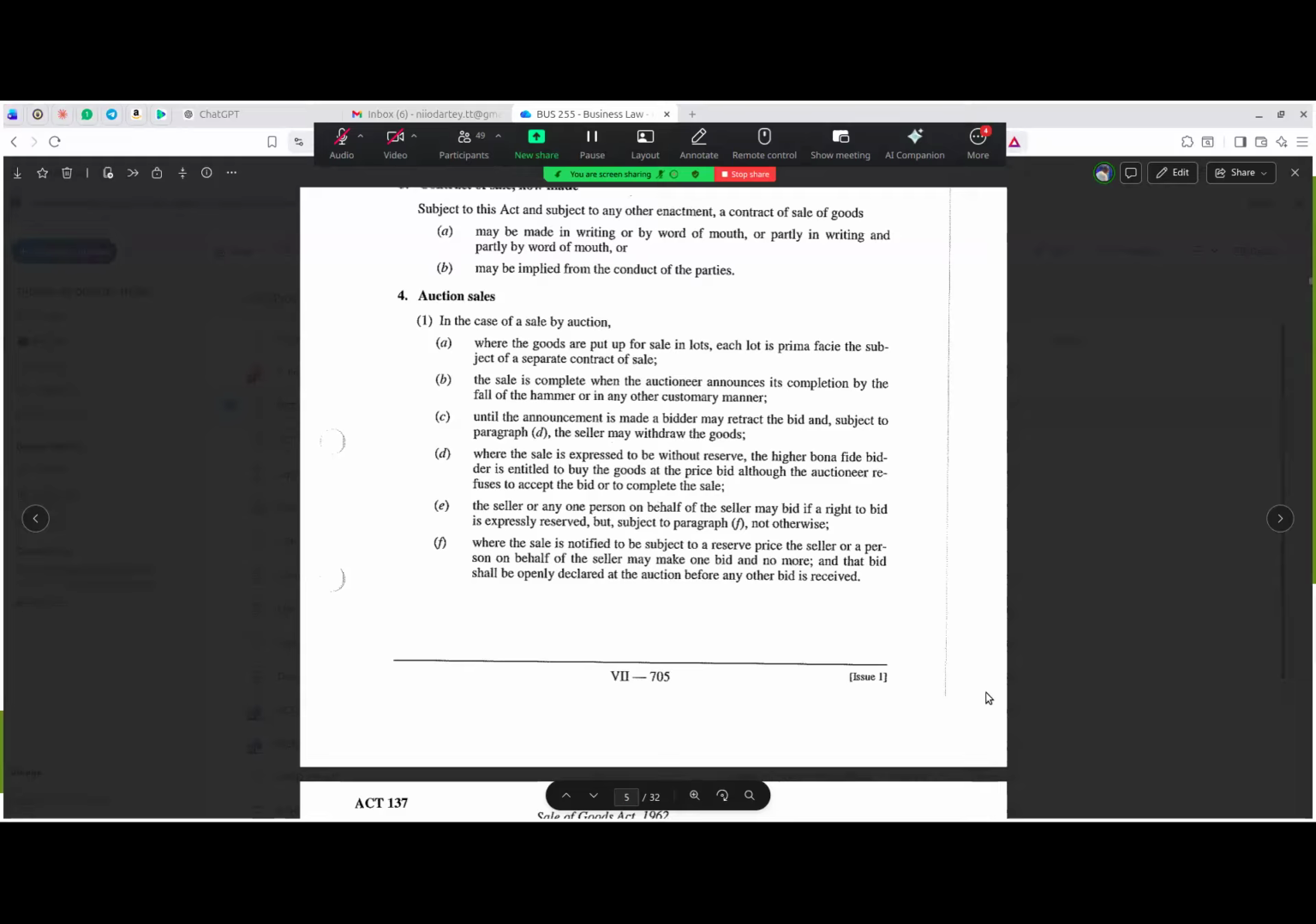E, the seller or any one person on behalf of the seller may bid if a right to bid is expressly reserved, but subject to paragraph F, not otherwise. F, where the sale is notified to be subject to a reserve price, the seller or the person on behalf of the seller may make one bid and no more, and that bid shall be openly declared at the auction before any other bid is received.